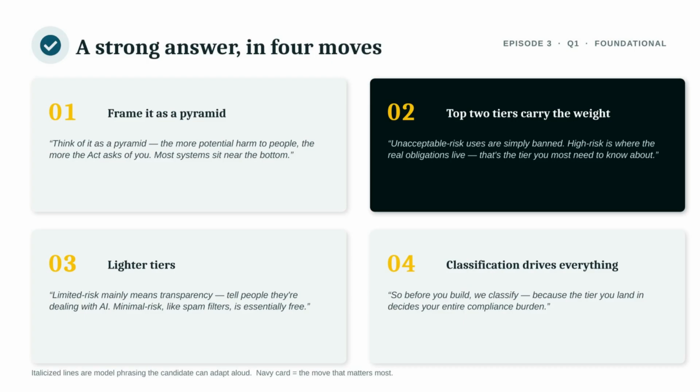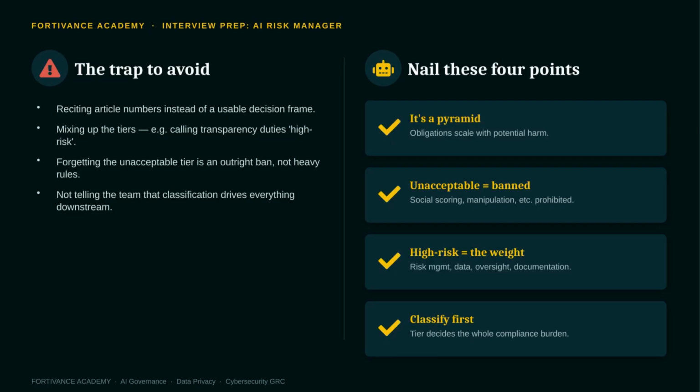Then, limited risk, which is mostly about transparency, telling people when they're interacting with AI or with generated content. And minimal risk, which is the vast majority of systems, like spam filters, with essentially no obligations. The punchline for the team is that classification comes first, because the tier you land in decides your entire compliance burden. To lock in question 1, avoid the traps on the left, they're what quietly sink candidates, and hit the 4 points on the right for a confident, defensible answer.